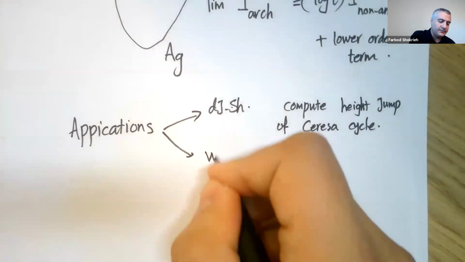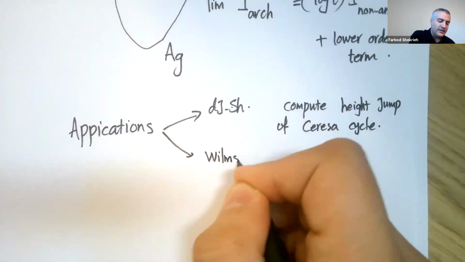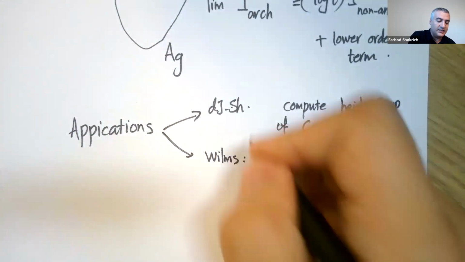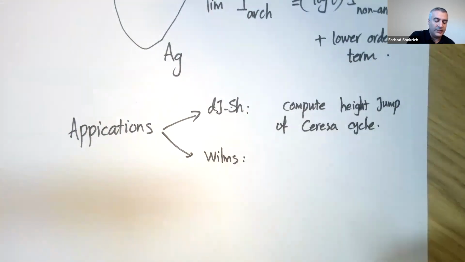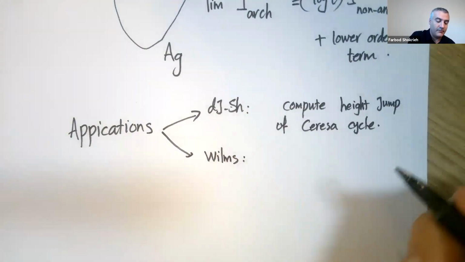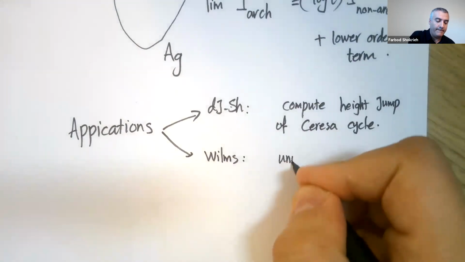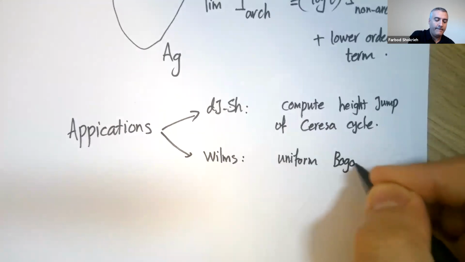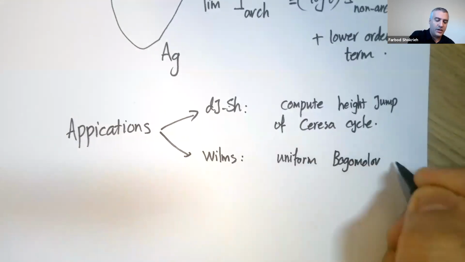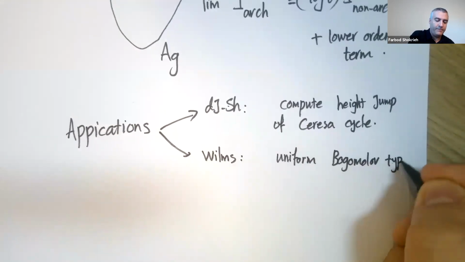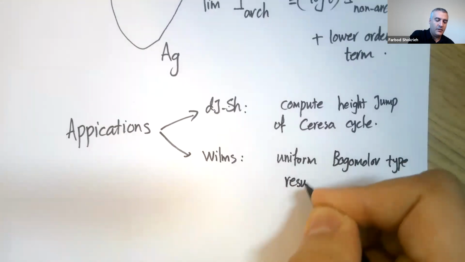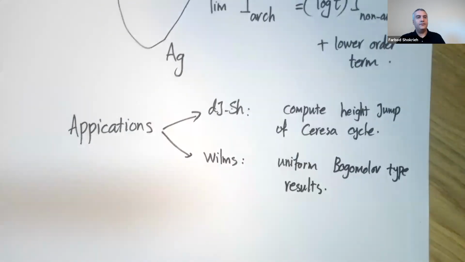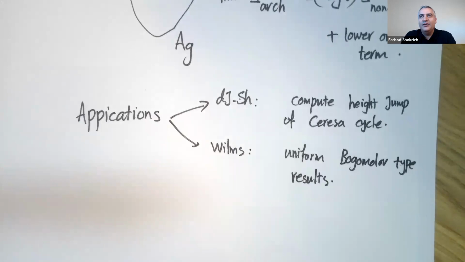And Robert gives results in the direction of uniform bounds, or uniform Bogomolov type results. Yeah, so that's all I have to say. Thank you.